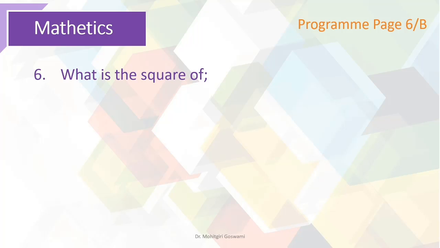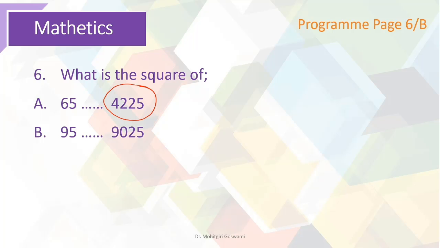Again we are having some more examples. What is the square of 65? The answer will be 6 into 7, that is 42. And to the right we will write 25. So 4225. And for 95, 9 into 10, 90. To the right we will write 25. So the answer will be 9025. So this is the example of mathetics type programmed learning.